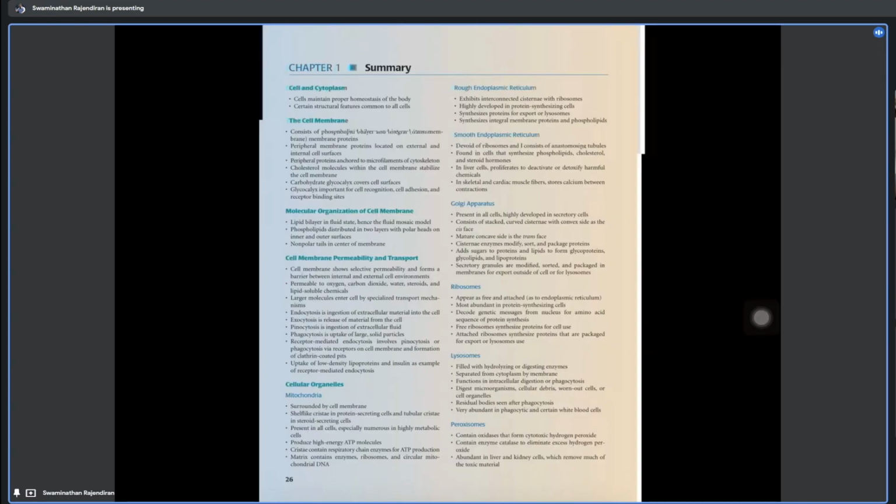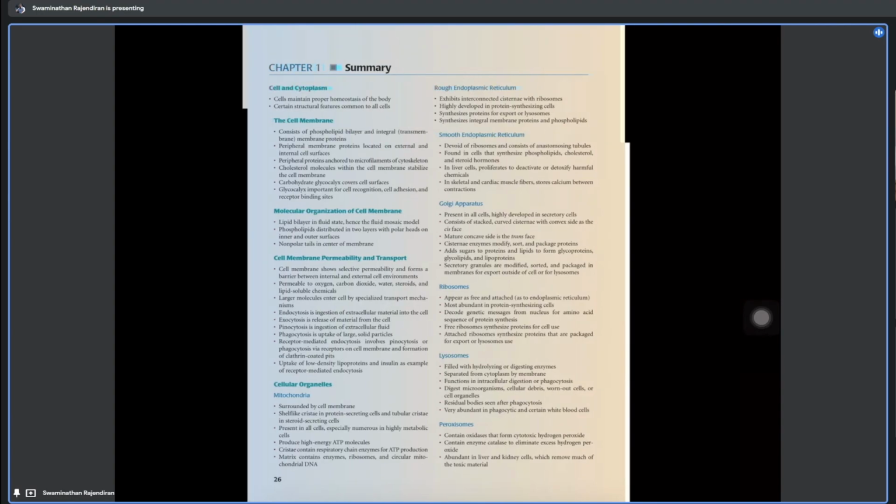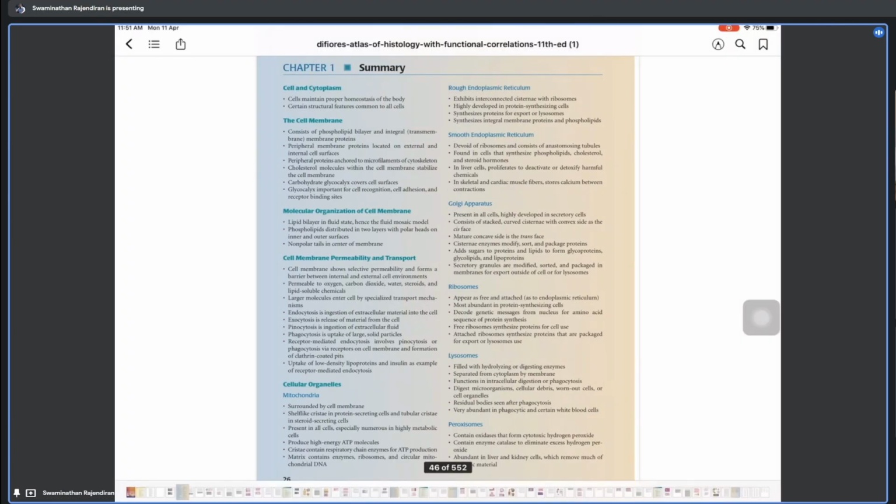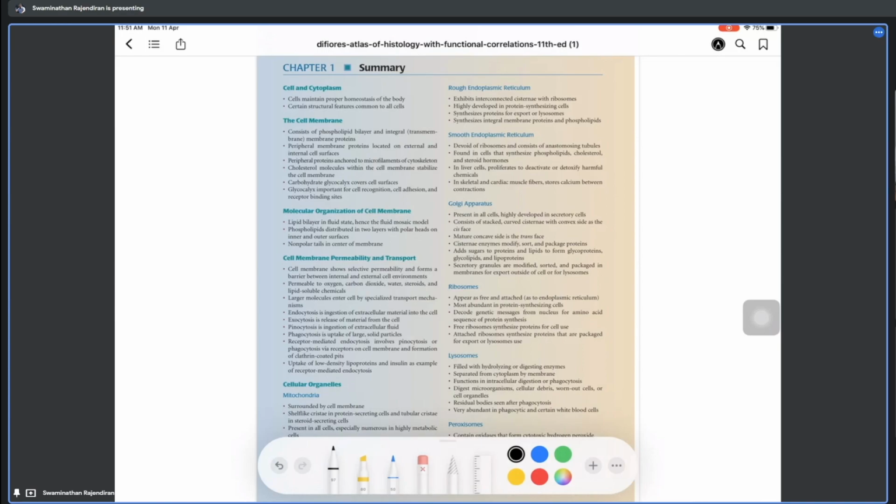Now you have to see the summary. Just read the summary. What I need in this chapter, in the summary, you please note it. Cell border, cytoplasm, nucleus. Only three points. Don't read any of the other things.